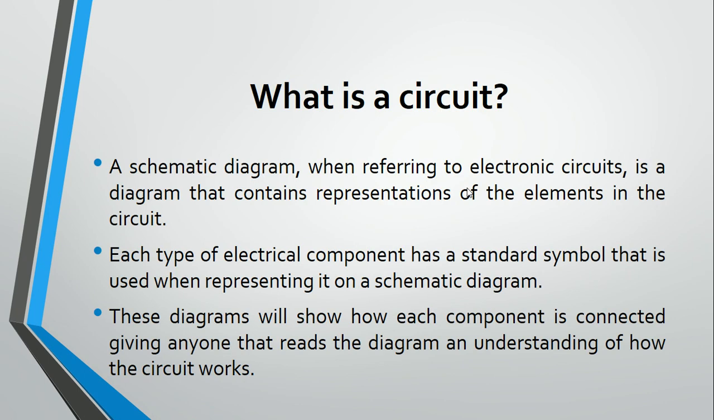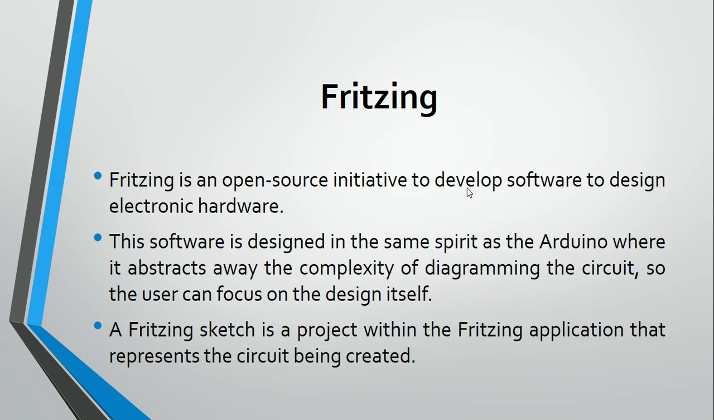A schematic diagram, when referring to electronic circuits, is a diagram that contains representations of the elements in the circuit. Each type of electrical component has a standard symbol that is used when representing it on a schematic diagram. These diagrams show how each component is connected, giving anyone that reads the diagram an understanding of how the circuit works.